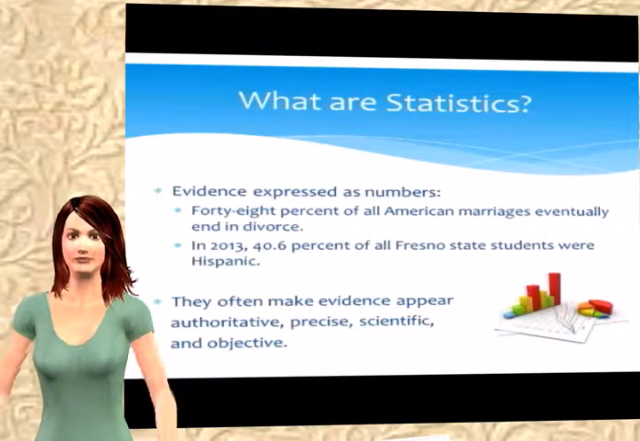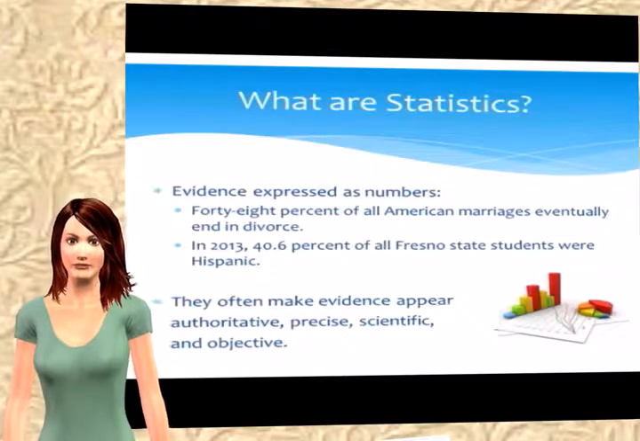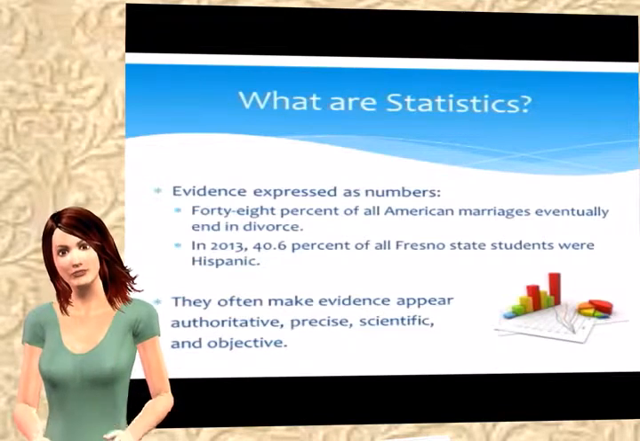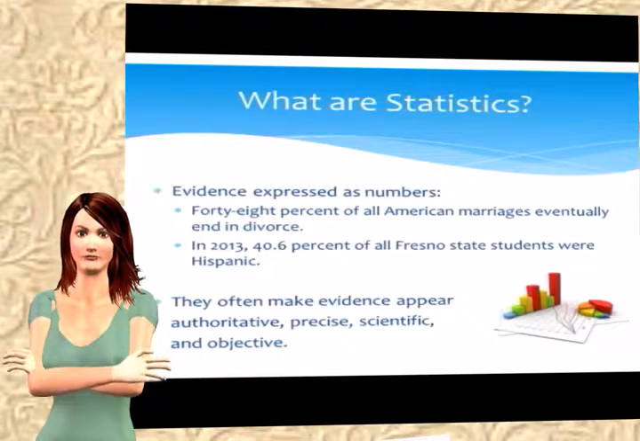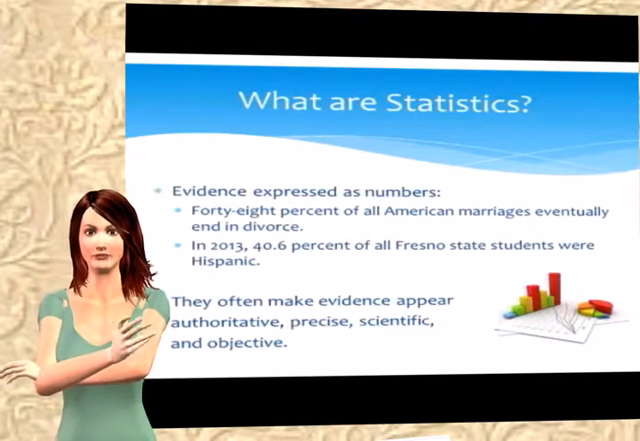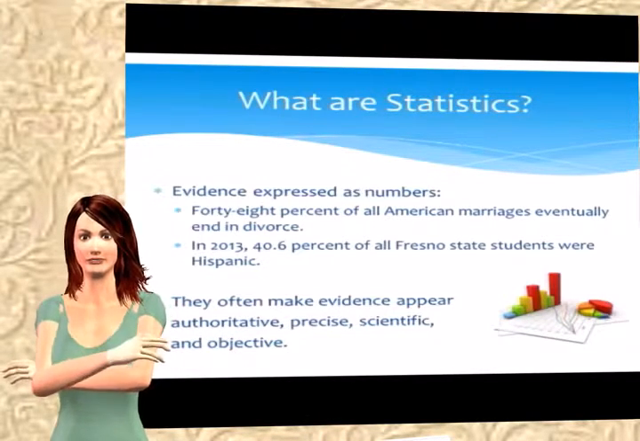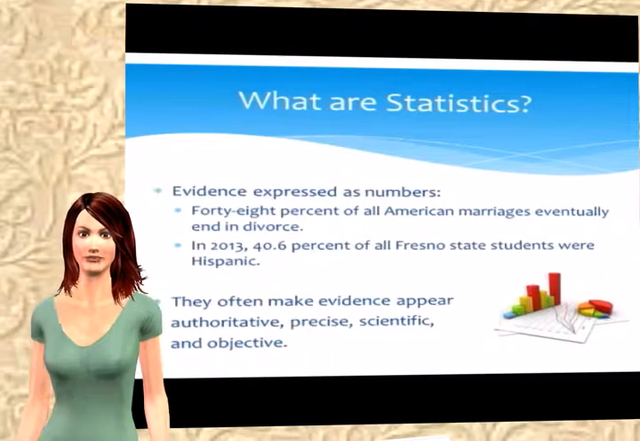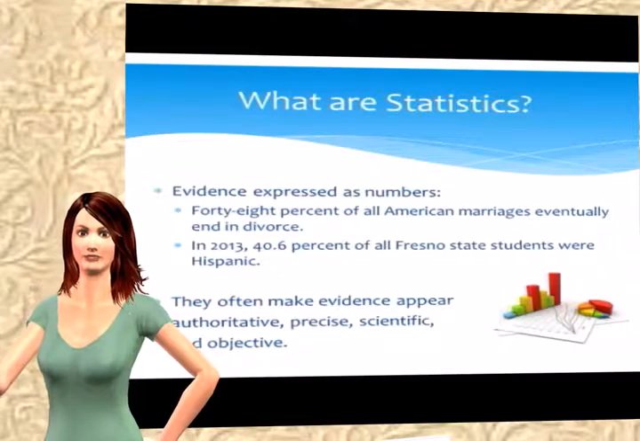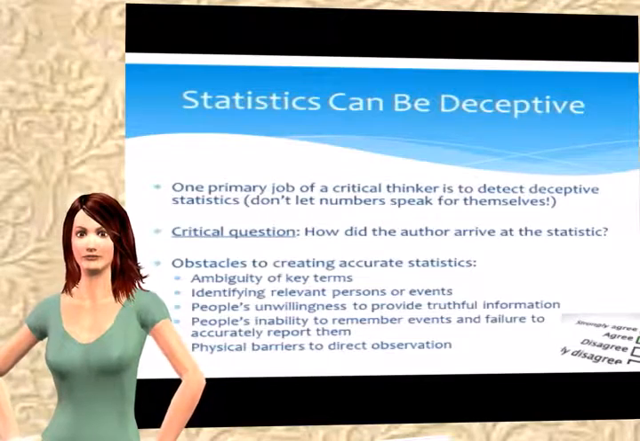The thing about statistics is, they often make evidence appear very authoritative, precise, scientific, and especially objective. So unlike reporting evidence that seems to be based more on subjective experiences, when you put something in that numerical form, that quantified form, it has this aura of authority. And we need to be critical thinkers about that because sometimes statistics don't always reflect the most accurate kind of information about a topic. The reason for this is that statistics can be deceptive.